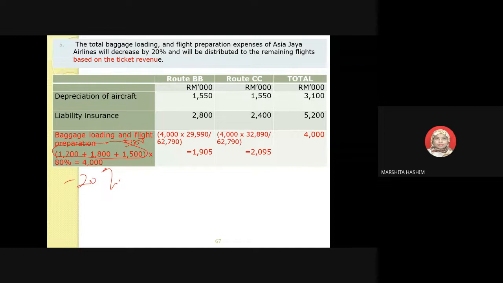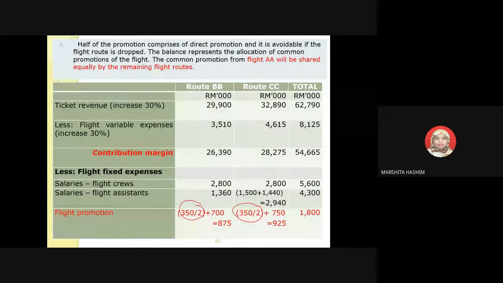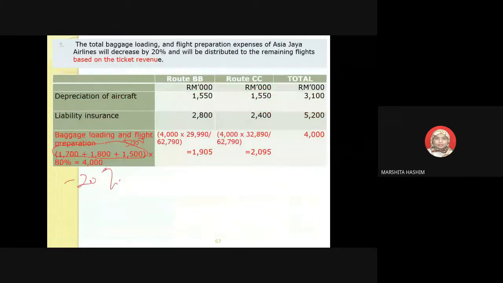How do you distribute? The question mentioned distribute to the remaining flights based on direct revenue. So your direct tickets revenue earlier, this is ticket revenue for B, this is ticket revenue for C, this is total. So these become fractions to distribute baggage loading. You take the figure as a fraction, then you will get 1905 for B and 2095 for double C. Total must equal 4000.